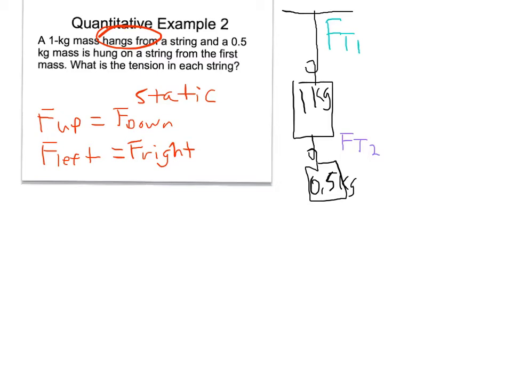So let's make a free body diagram for everything in this situation. First, we have our 0.5 kilogram mass. And let's do these all in different colors. I'll do the 0.5 kilogram mass in orange. So our 0.5 kilogram mass has a weight, and then it has a tension from the string.